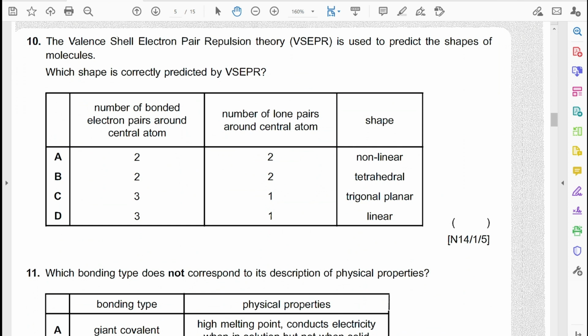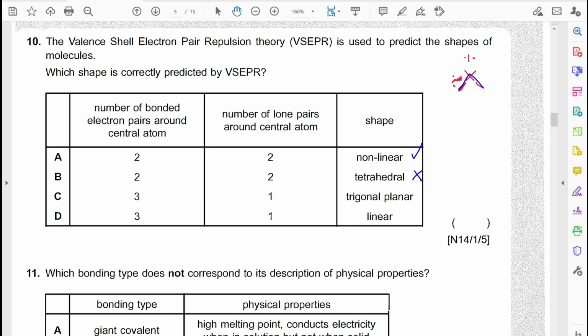Question 10. VSEPR is used to predict the shapes of molecules. Which shape is correctly predicted by VSEPR? Number of bonded electron pairs around the central atom is 2 and lone pairs is 2. That makes a total of 4 electron domains. So the electron geometry is tetrahedral, and these two are lone pairs of electrons, so the shape is just bent. So this is correct, it's nonlinear.